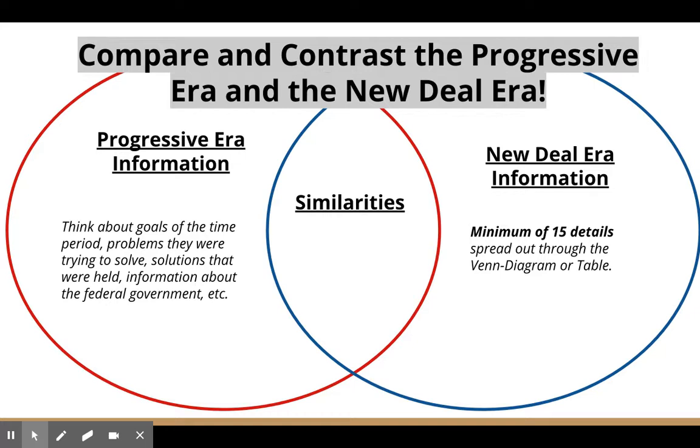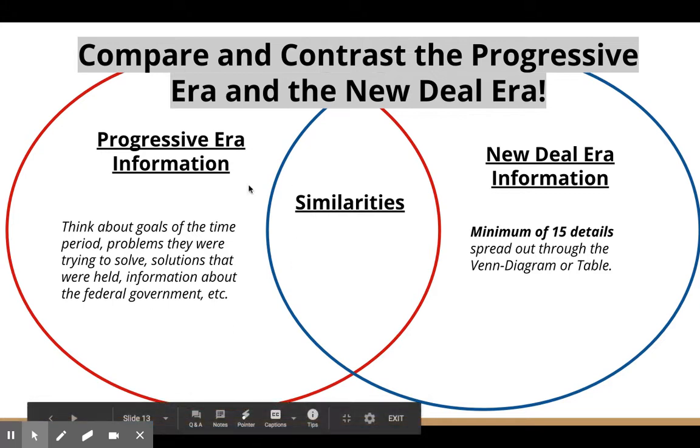What were the problems happening before the Progressive Era? Okay, and the Progressive Era was trying to solve those problems, right? What about the New Deal? What are the problems that the New Deal is trying to solve? Okay, and there's solutions there. So I want you to think about similarities and differences between these 2 time periods. Think about the goals of the time periods, the problems they were trying to solve, the solutions that they had, any information about the federal government, any specific information.